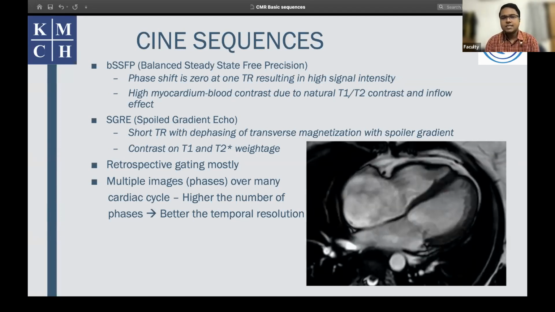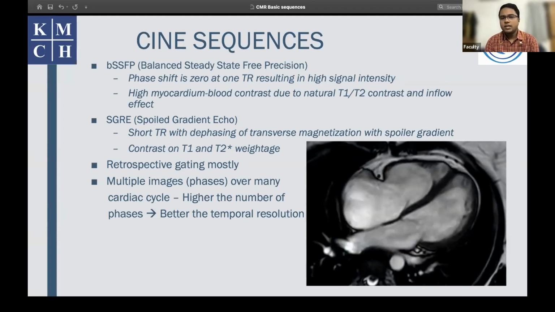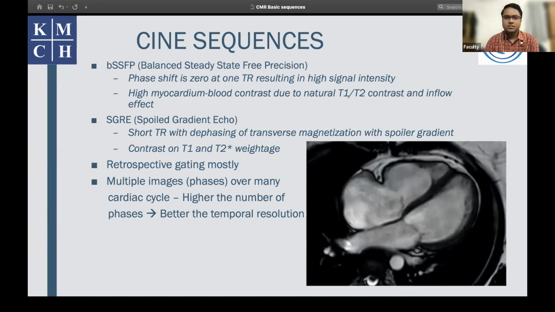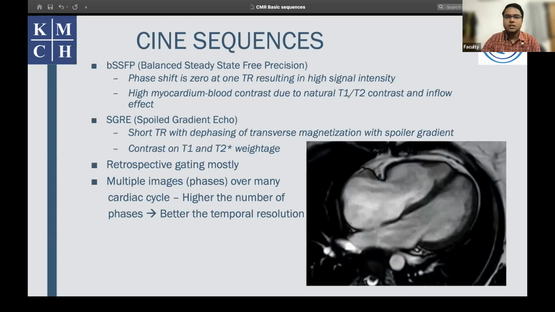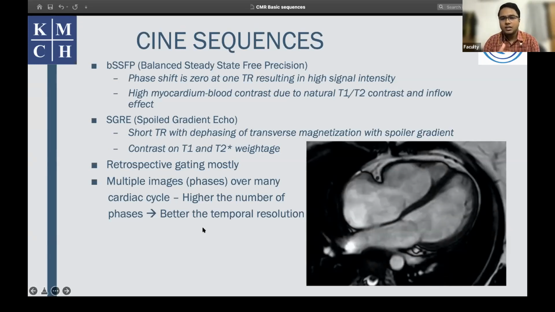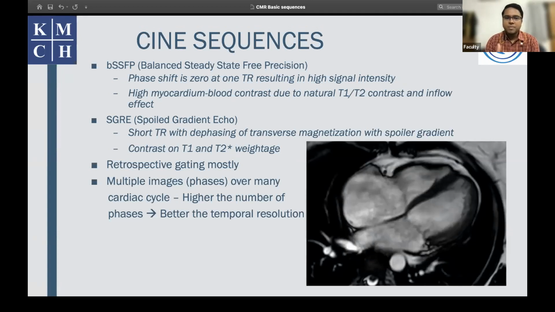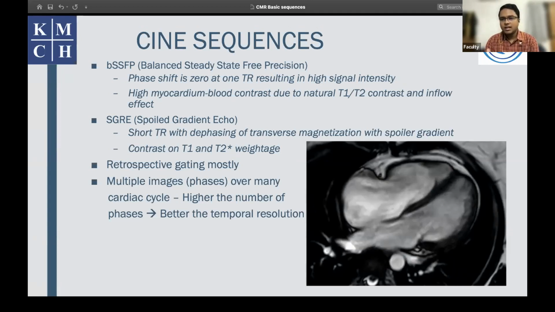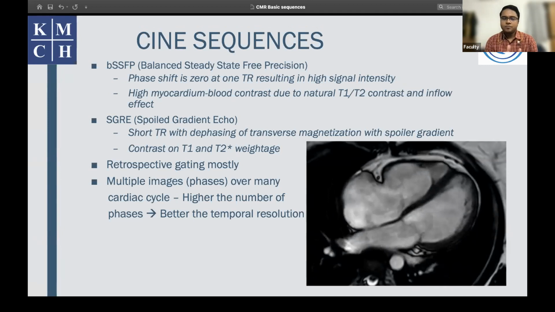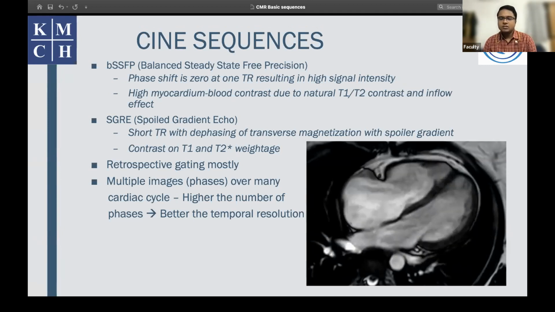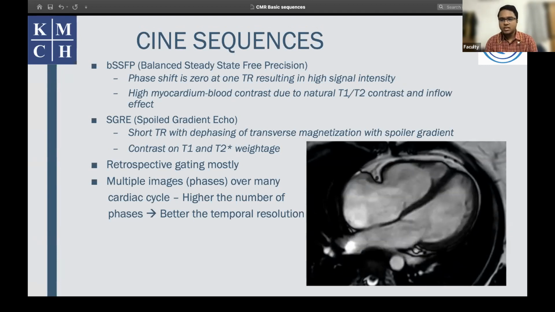And as far as cine sequences are concerned, we mostly use retrospective gating, unless the patient has severe arrhythmia, when we might switch over to a prospective gating technique, but mostly it is retrospective gating. And how this cine sequence is produced is that the SSFP sequence produces multiple images over a cardiac cycle. So each cardiac cycle is divided into multiple phases, and one image is generated for each phase. So when all the images are run together, then we get a cine image.